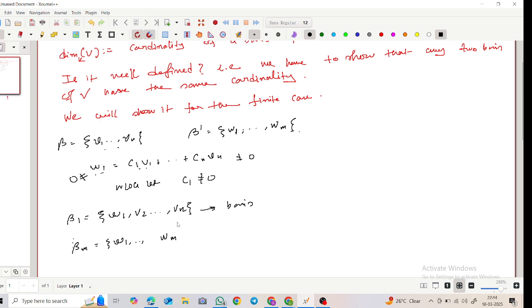Every vector will be inside this basis. Okay. So by that you get m less than or equal to n, right? And similarly, by dropping vectors from beta prime and replacing from beta, V1, V2, you will show n less than or equal to m. So you will conclude m equals n. Okay. So any two bases will have the same cardinality.